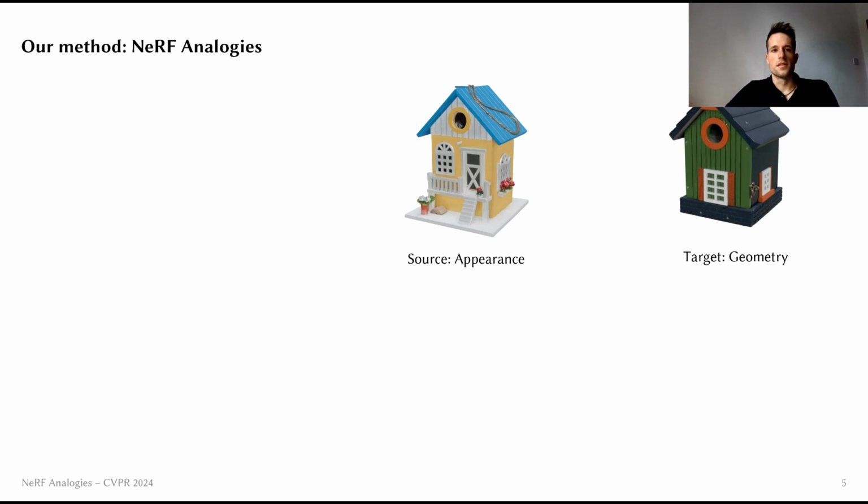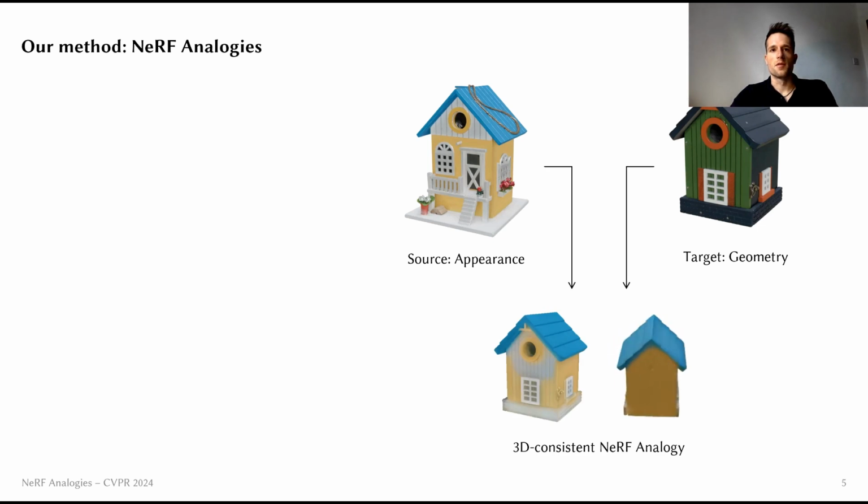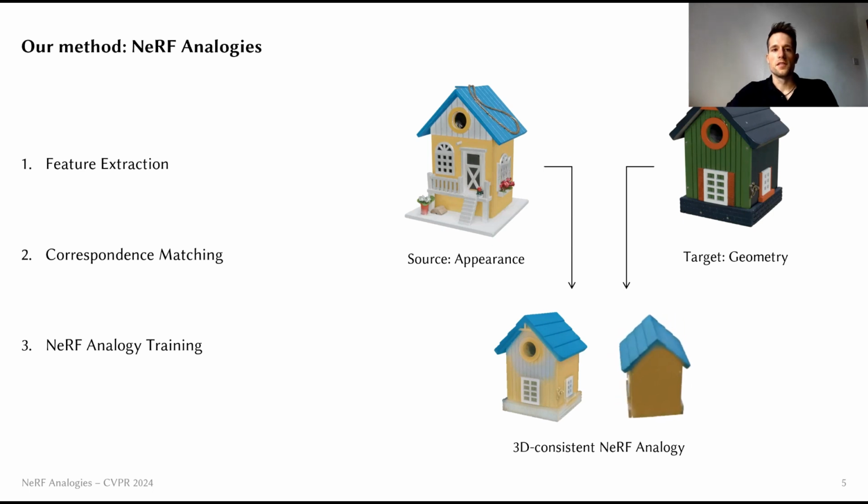Our method, in contrast, allows the multi-view consistent and semantically meaningful transfer between the appearance of a source NeRF and an arbitrary 3D target geometry. Our pipeline is divided into three main steps: feature extraction, correspondence matching, and the training of the actual NeRF analogy. Let's look at each of those in a bit more detail.